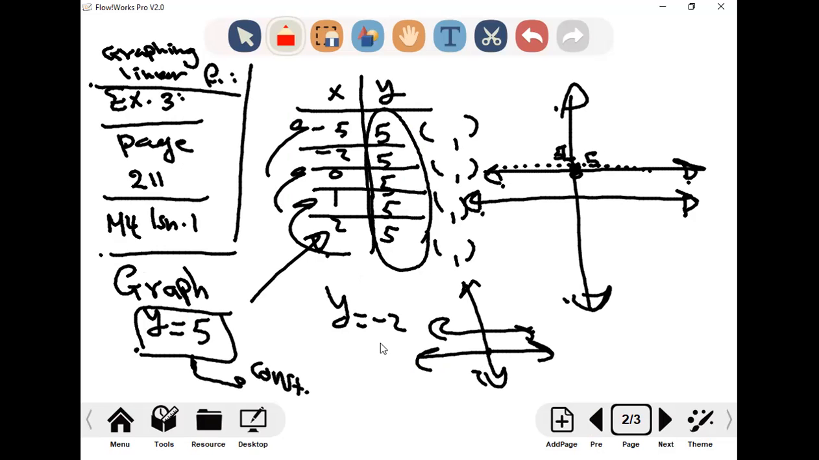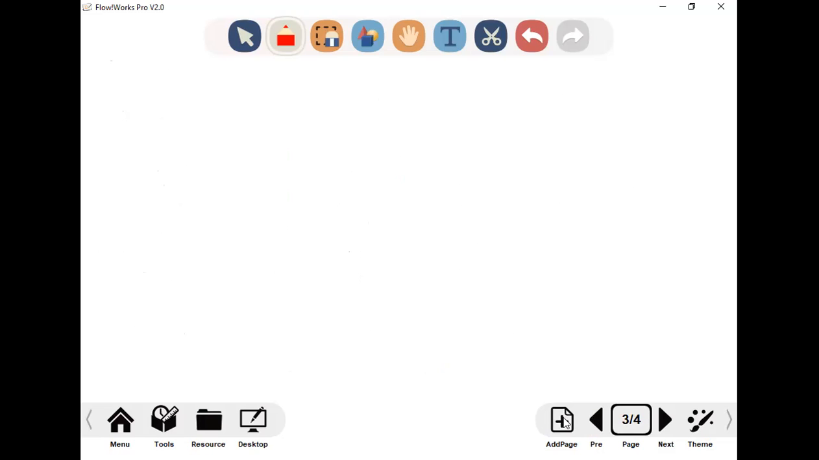We said we have more than one way. Yesterday we took the way to make a table, right? Today we won't make a table. We will graph using what? Intercepts. Now focus with me at the board. Focus please.